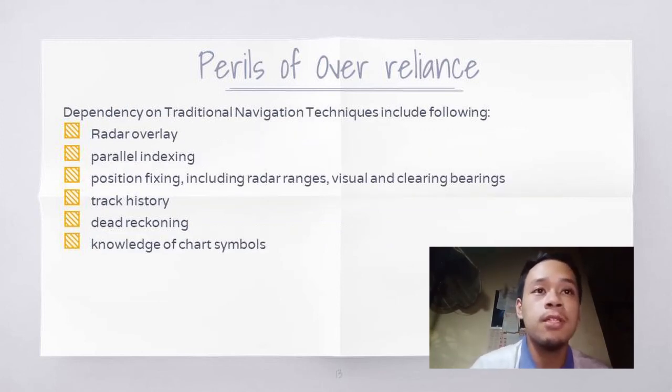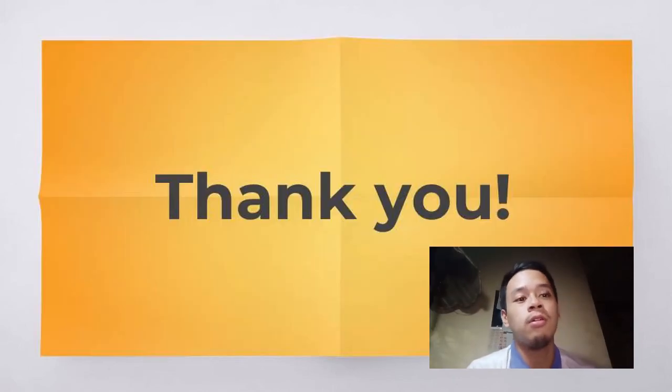Dependency on traditional navigational techniques includes radar overlay, parallel indexing, position fixing, track history, dead reckoning, and knowledge of chart symbols. If we are not over-reliant, then we should be able to know how to get proper position fixing, track history, dead reckoning, and knowledge about chart symbols on the ECDIS or on our navigational tools. So that's all for our report. Thank you.